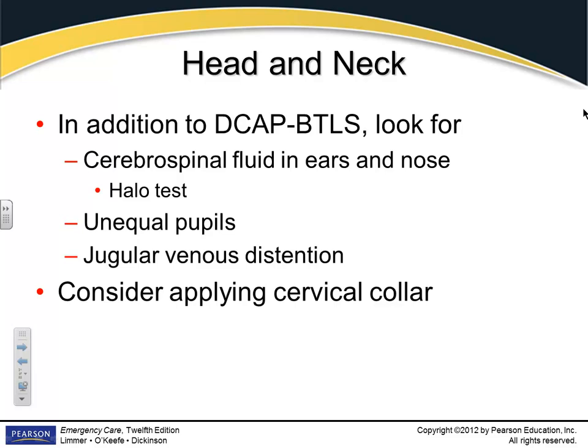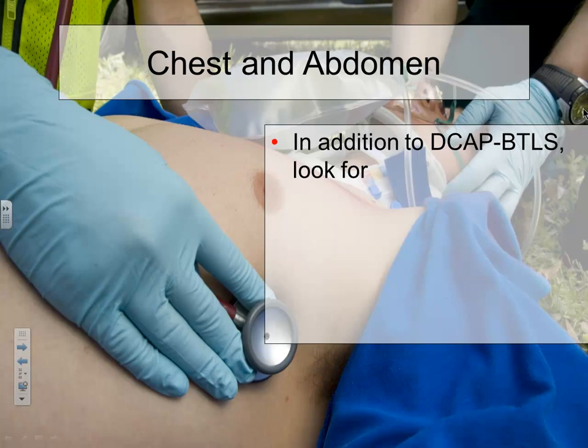With the head, you're also going to be looking at their pupils. If they have a significant head injury, you're going to be concerned about unequal pupils, and we'll talk about those in class. You're looking for jugular vein distension. Remember what that is? It's when your jugular veins are distended or engorged, and it's important to know if they have that. After you've assessed the head and neck, it's a good time to put your C-collar on. It's not required at this point, but I recommend you just go ahead and do it so you don't forget about it.